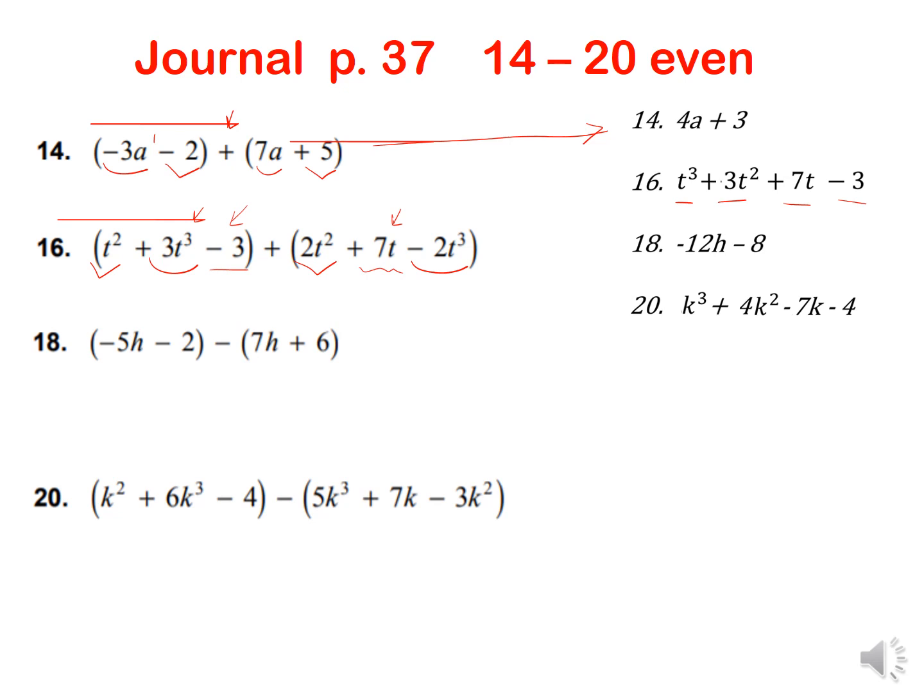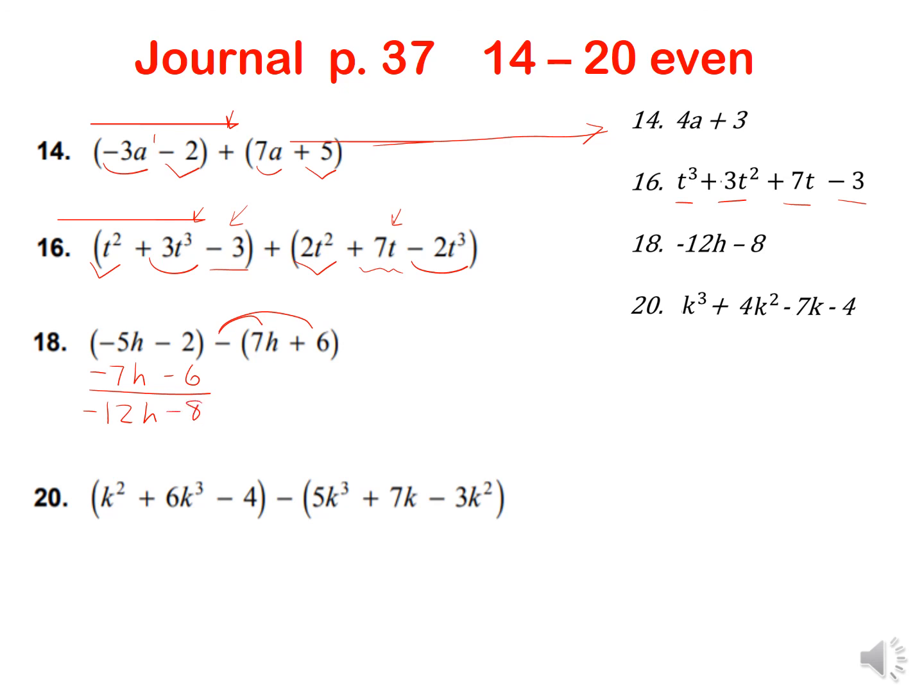Okay, for number 18, you need to distribute the negative. This is where vertical adding of the polynomials comes in handy, because you just distribute and then you add them below, and I get negative 12h minus 8.